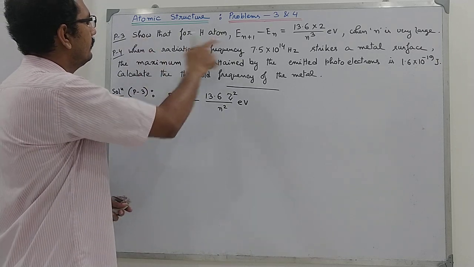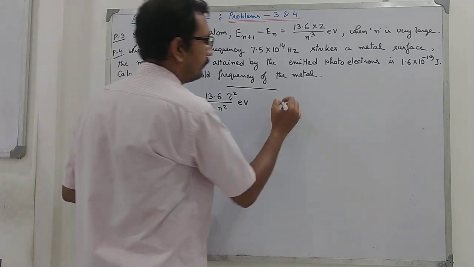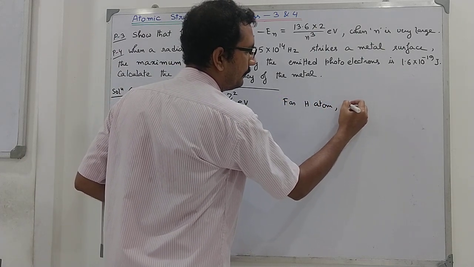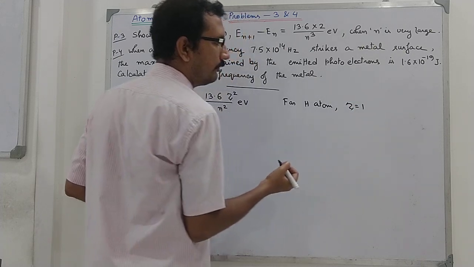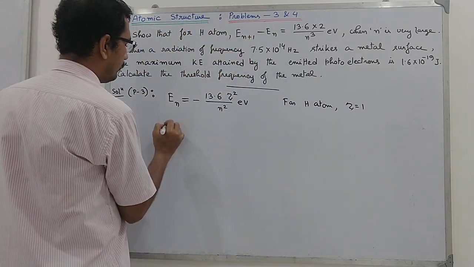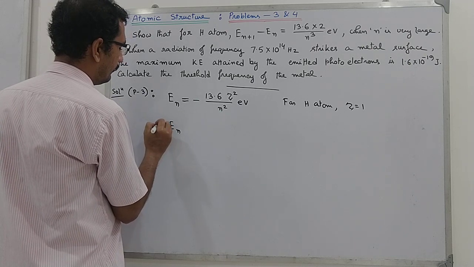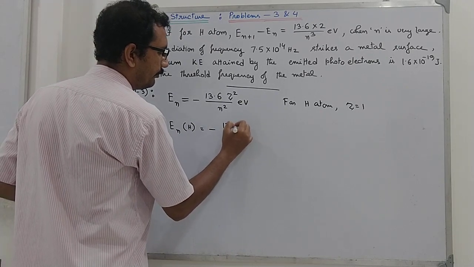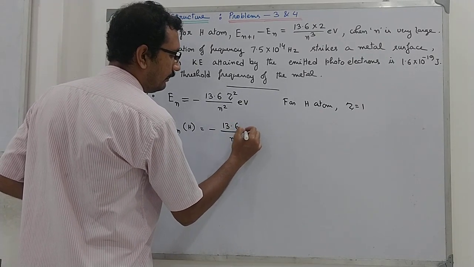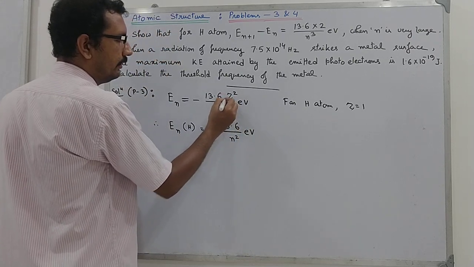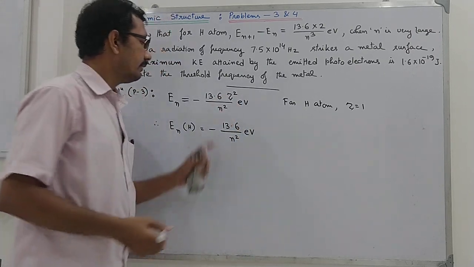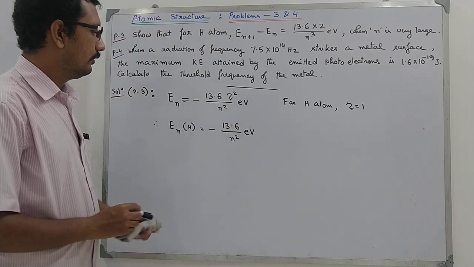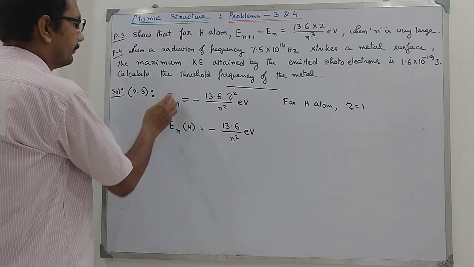Now it is given that the atom is hydrogen. So for hydrogen atom we have the number of protons equal to 1, that is atomic number equal to 1. So En for hydrogen is given by minus 13.6 upon n square eV. We put Z equal to 1, so it will be minus 13.6 into 1 square, that is 13.6 by n square electron volt. So this is our working formula in this problem.